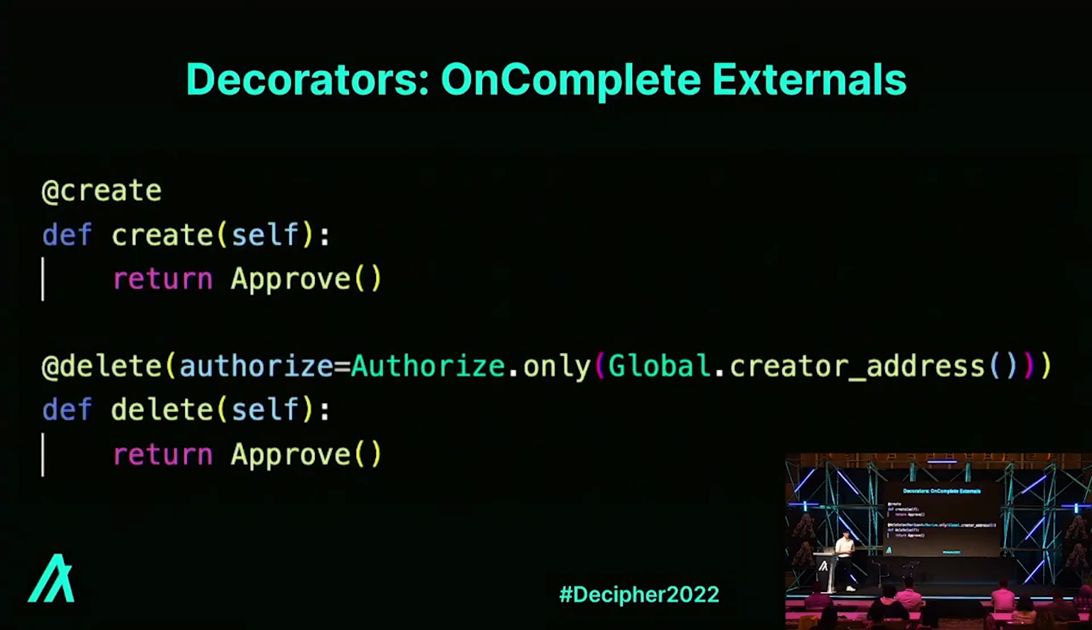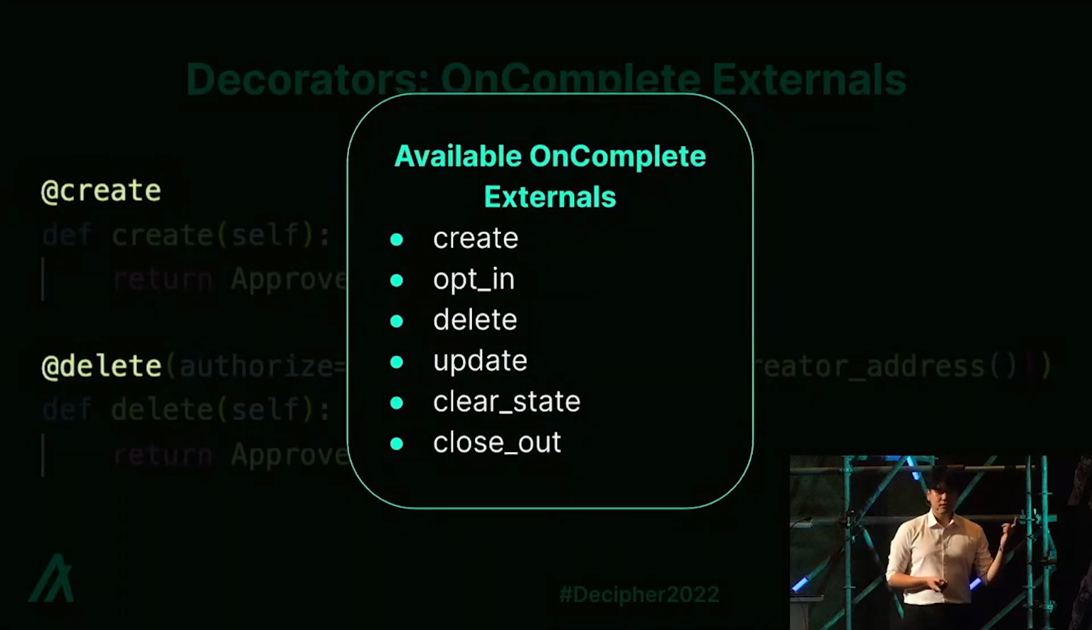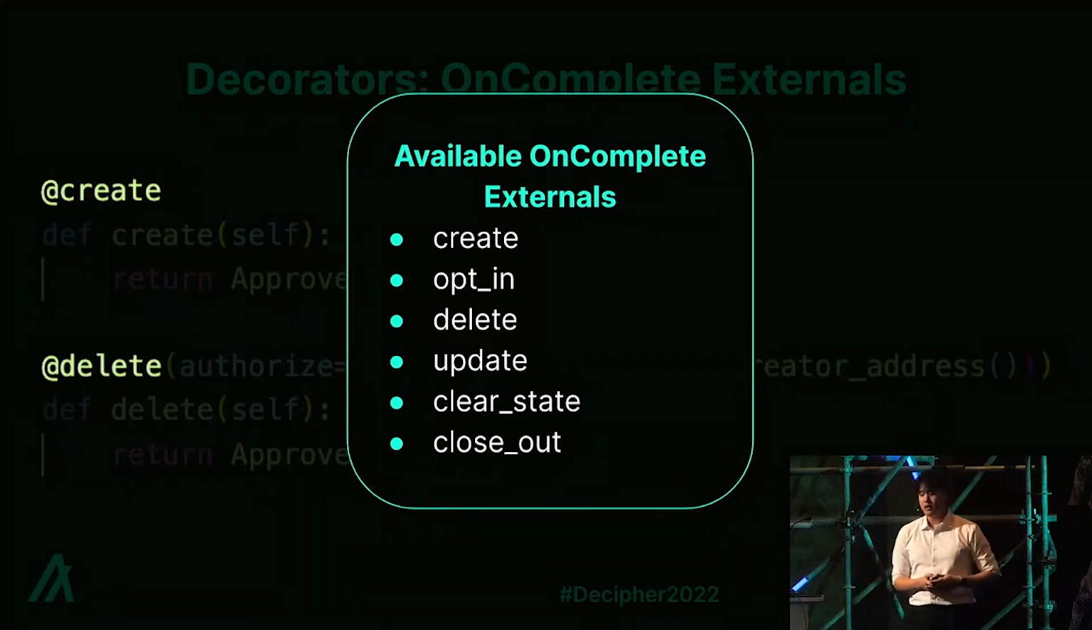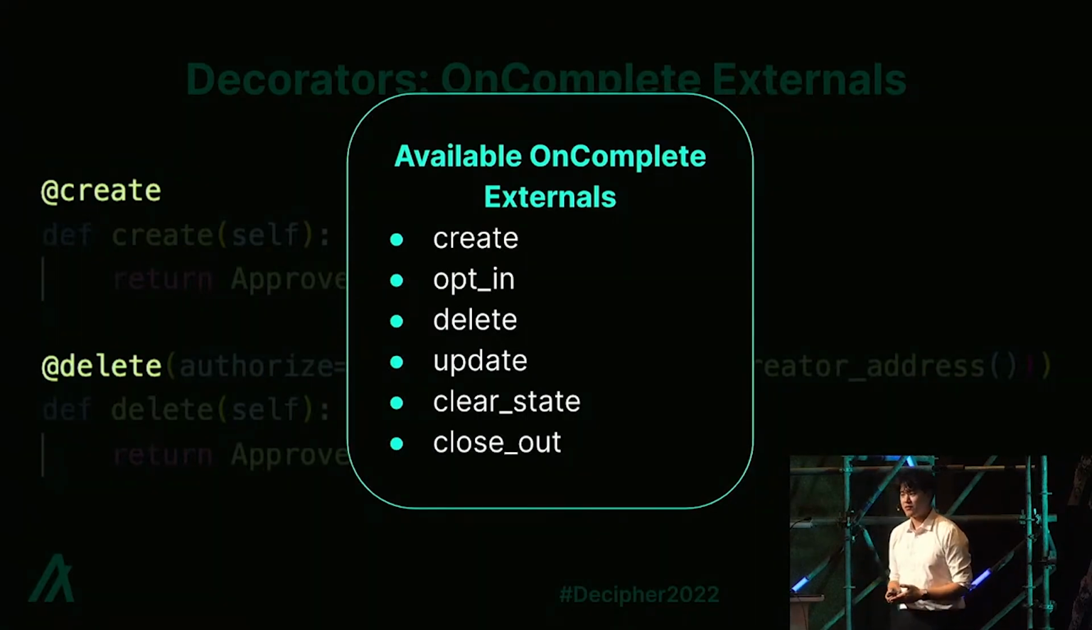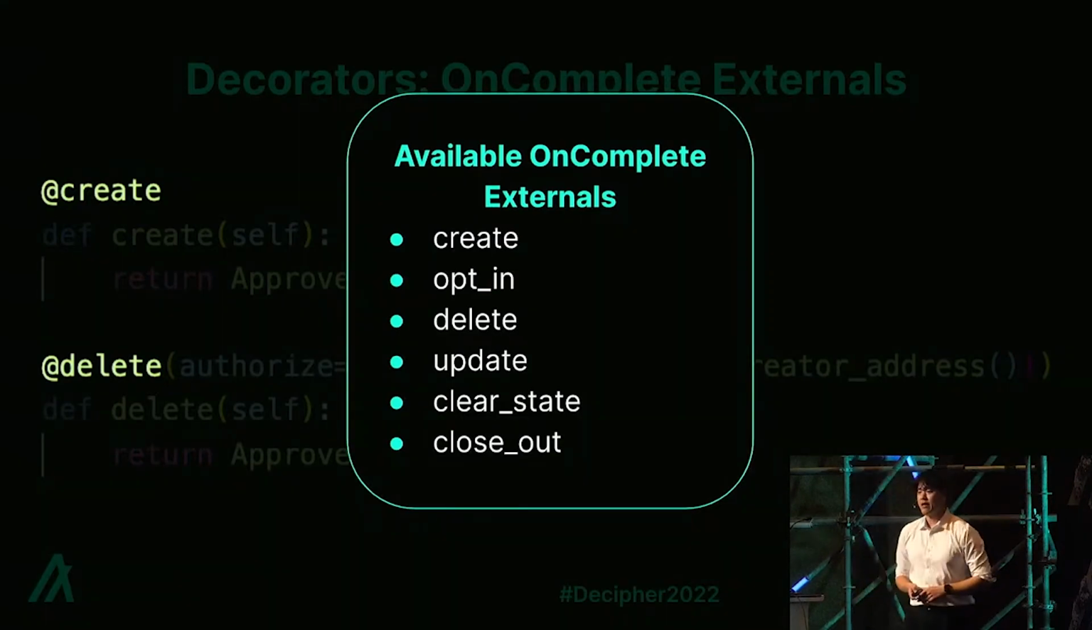Our last decorator, the OnComplete externals. So on the Algorand blockchain, when you're interacting with your smart contract, there are special types of application transactions. These are the 6 application transactions that the Algorand blockchain supports. But on the slide, I only have create and delete up there. So what this means is if someone says, hey, I want to send in an application create transaction, that's going to call that create method right there. If someone sends a delete transaction, that's going to call the delete method down there.